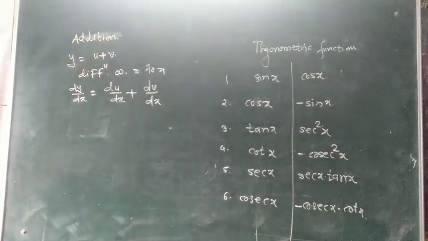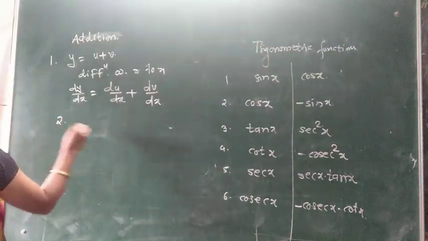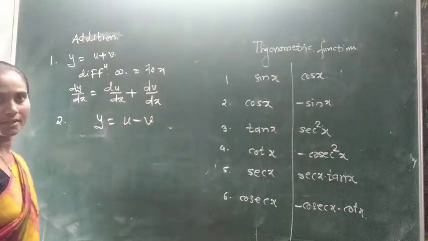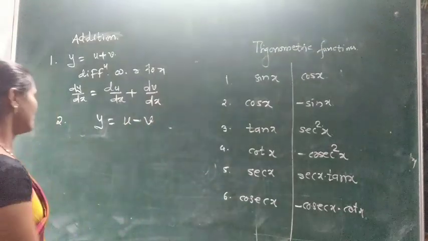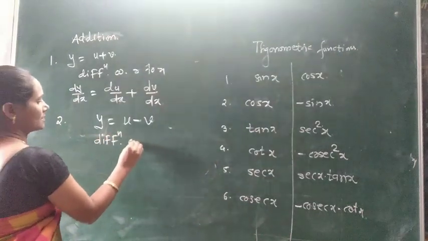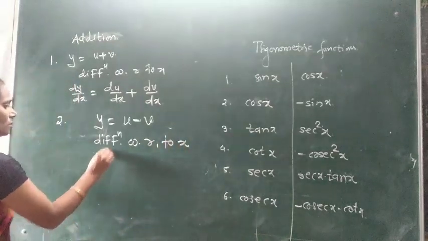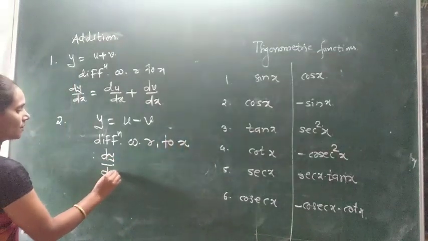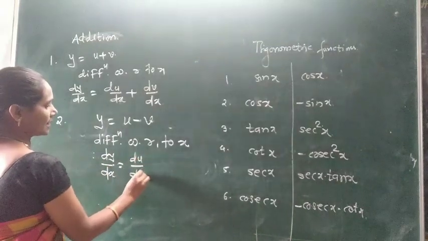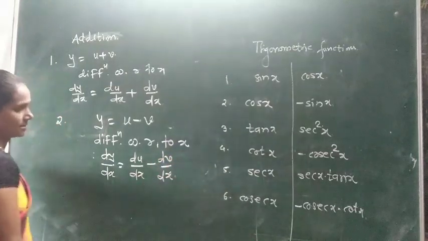The first rule is for addition. Now for subtraction: y is equal to u minus v. If there is subtraction, again we differentiate with respect to x. So dy upon dx is equal to du upon dx minus dv upon dx.